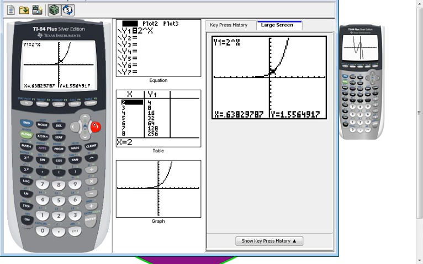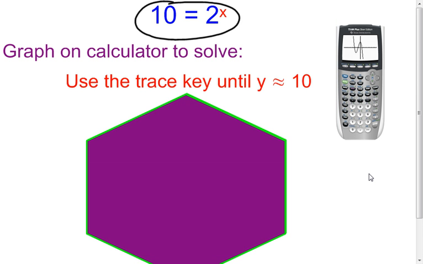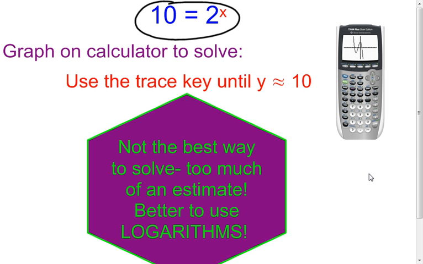I'm looking for how far I have to go up to get my y value to be 10, because I remember I'm wanting to figure out where 2 to the x equals 10. So I'm going to scroll, and I know that 3.1 is at 9.13, 3.4 is at 10.58. So I know it's somewhere between 3.1 and 3.4. I'm not getting a very good estimate right here. I could go to my table and keep changing the settings, but you're really not going to get very accurate information if this is how you choose to solve it. So I cannot get these two as powers of the same number. I go to my calculator, I hit trace. Way too much of an estimate.